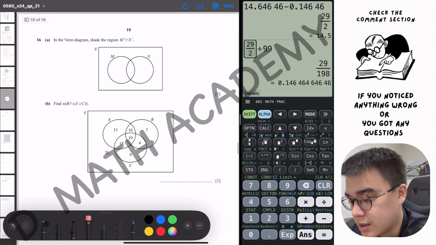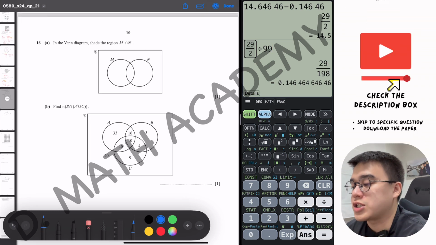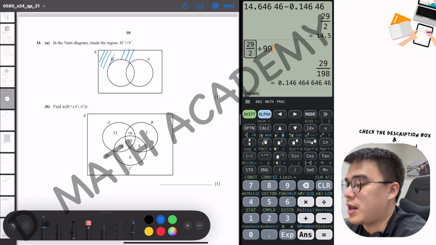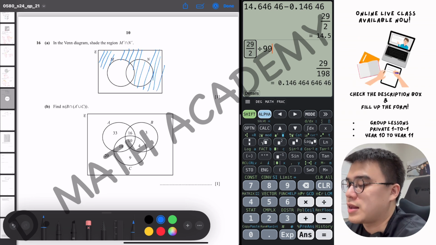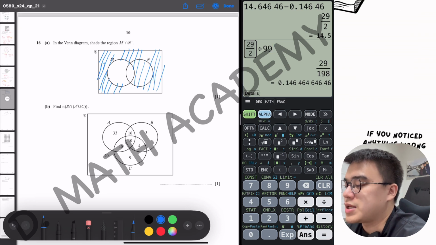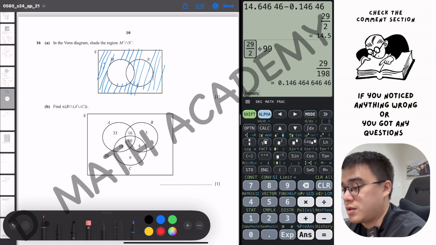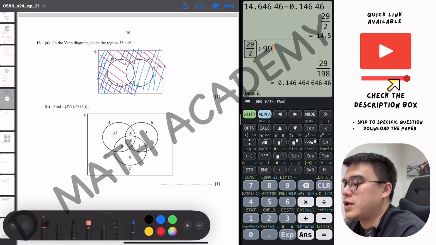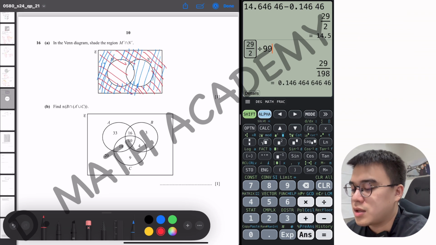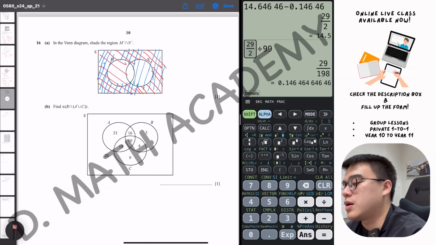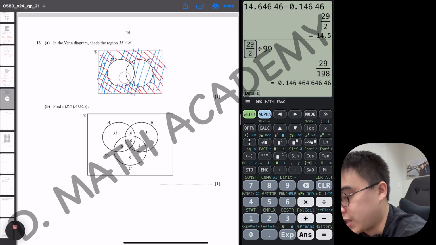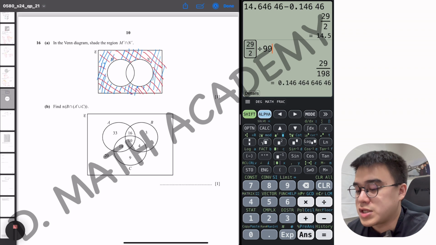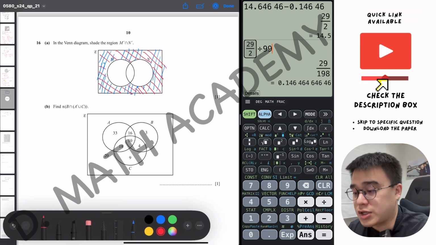Question 16. Okay, they're asking us for the intersection of everything other than m and everything other than n. So the blue one represents everything other than m. The red one represents everything other than n. So this right here is a reminder to you that they wanted whatever did overlap as your final answer. So when I remove those that didn't overlap, you will notice that it is referring to everything outside of the circle.